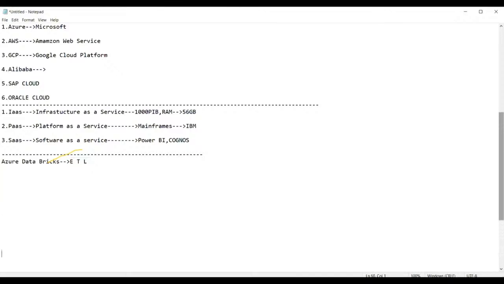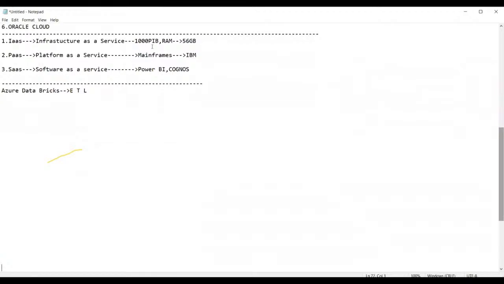Okay guys, now when it comes to Azure Databricks, let us try to understand this ETL with an example. Guys, here I have some data, and I'm using this as a source. Now I have the source, and in the bottom, I'll write the target.